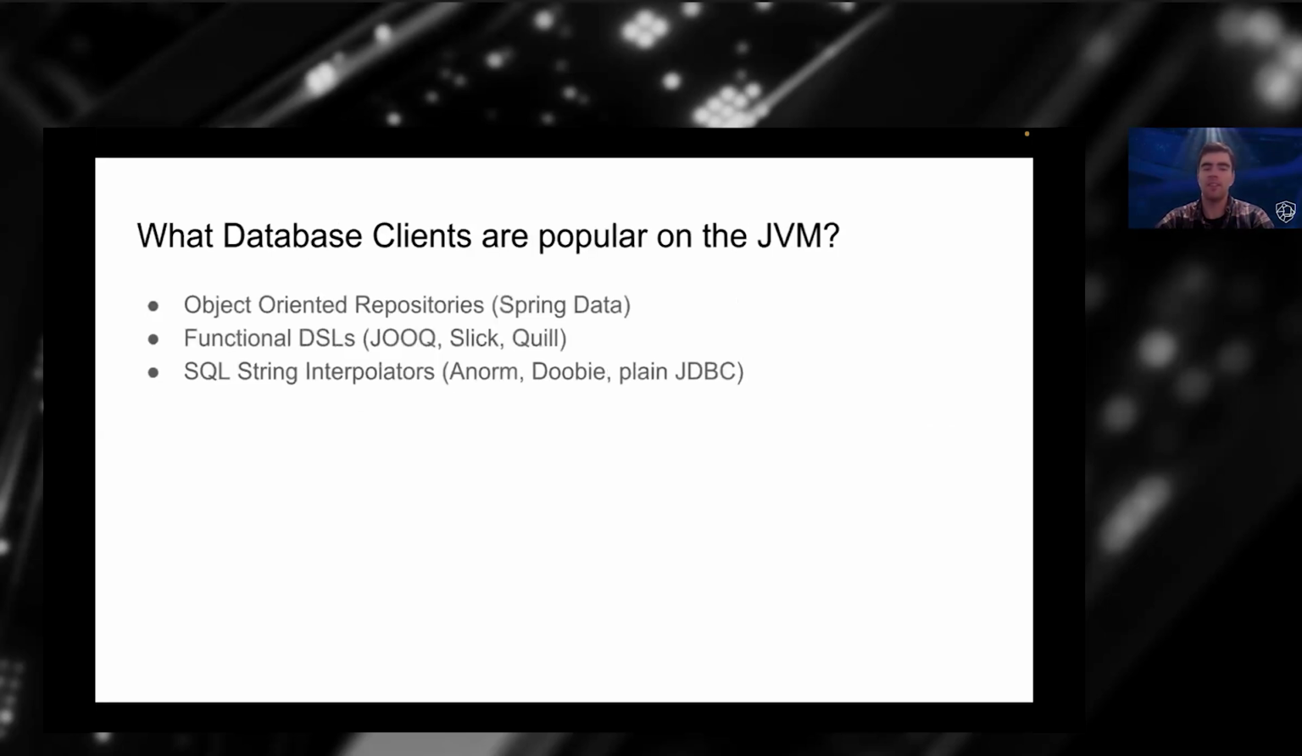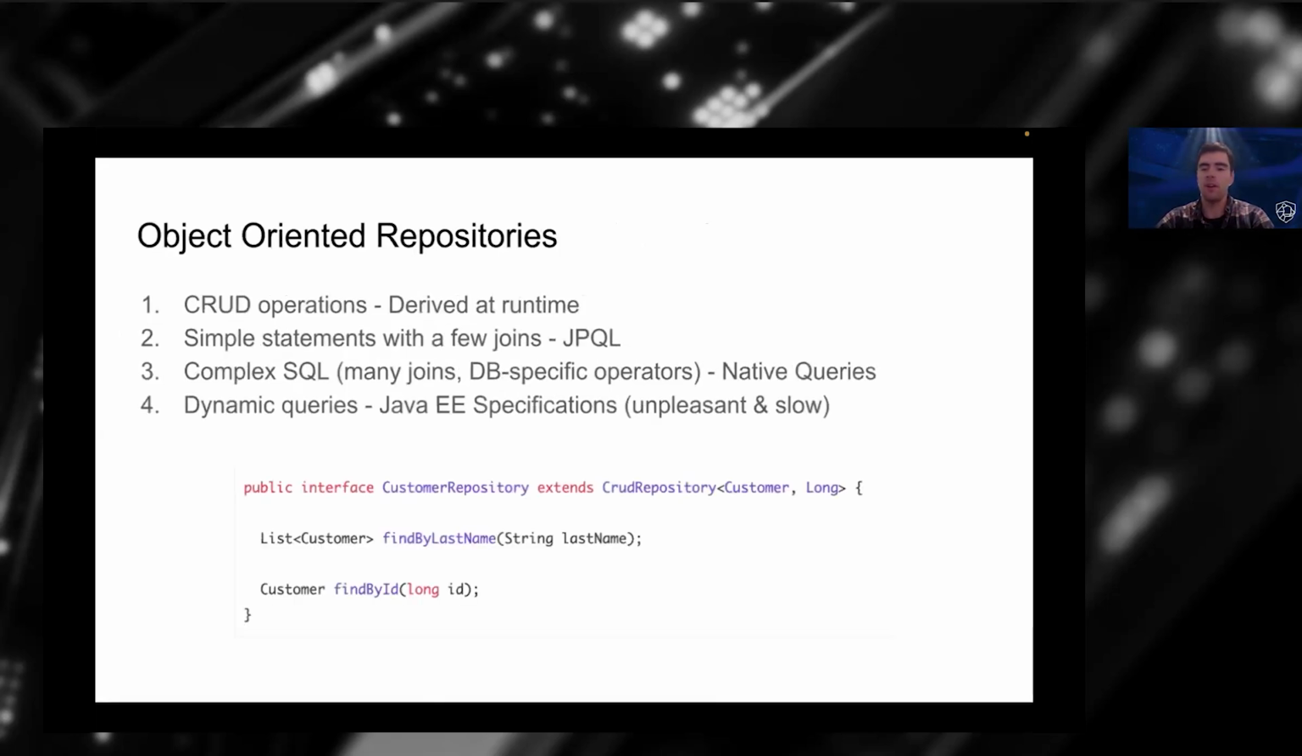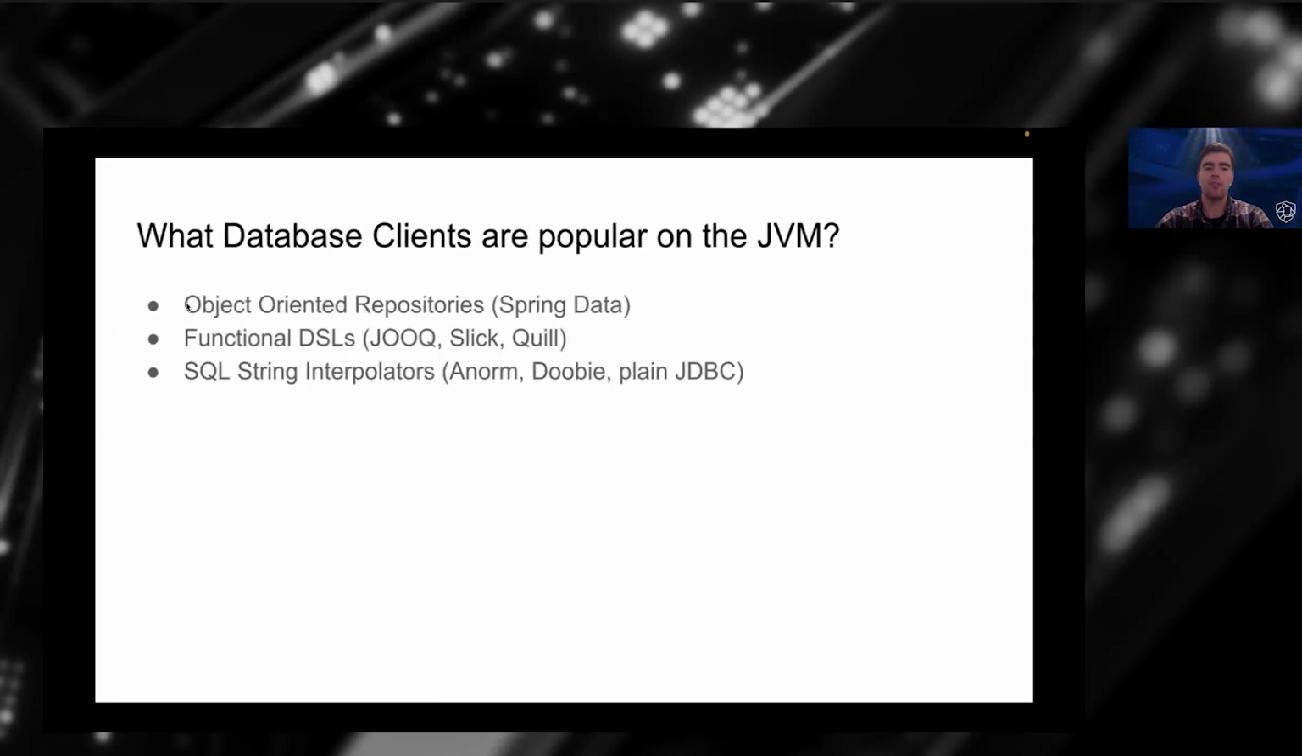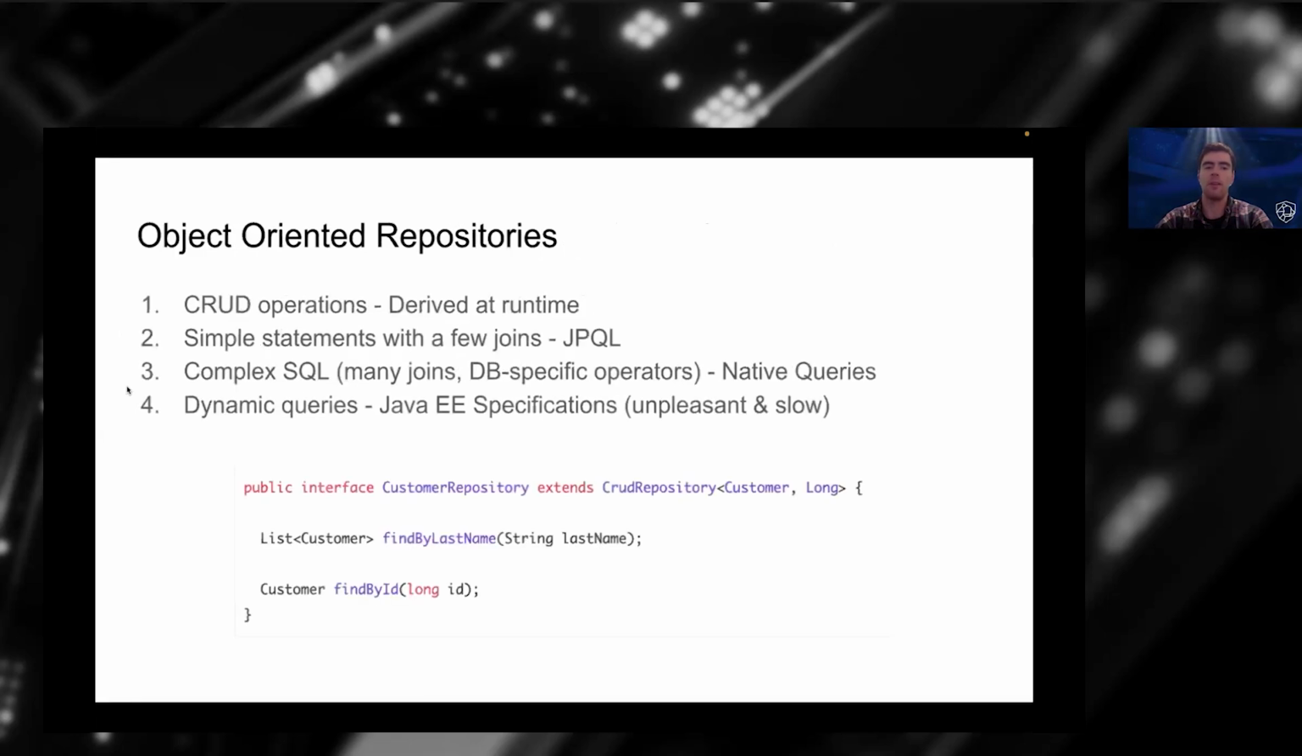So when we look at the landscape of database clients, we kind of have three broad categories as well, right? There's object-oriented repositories, functional DSLs like Jooq, Slick, and Quill, and just plain SQL string interpolators like Doobie or Anorm. And all of these categories have pros and cons that really depend on what type of queries you're going to be writing.